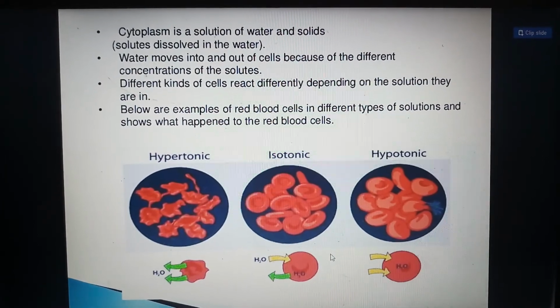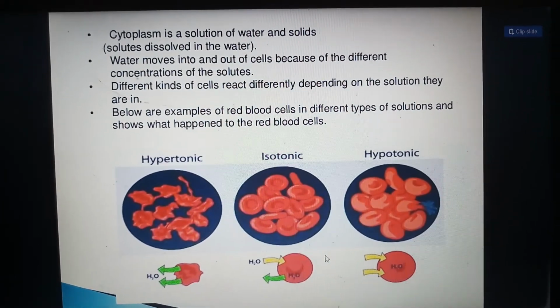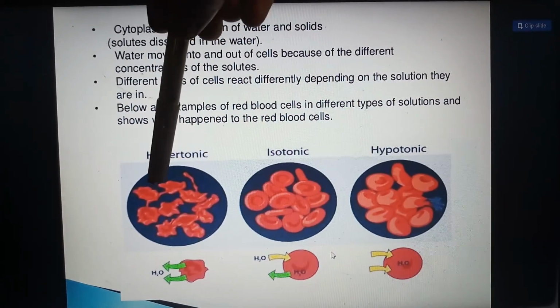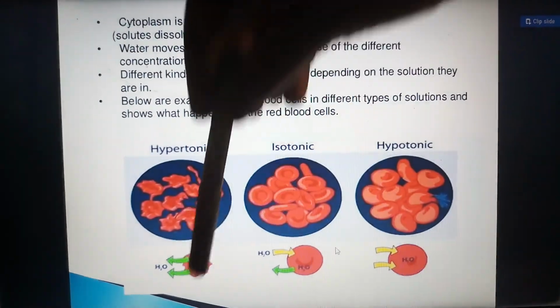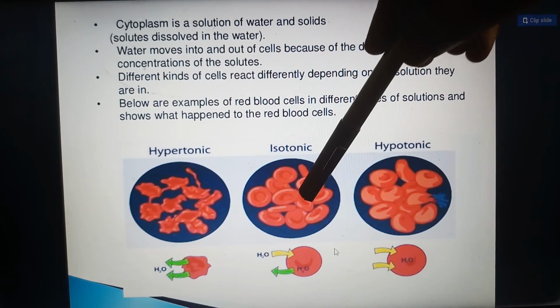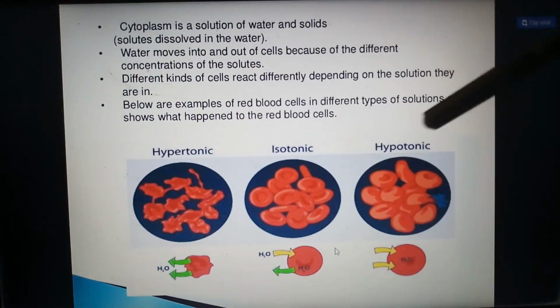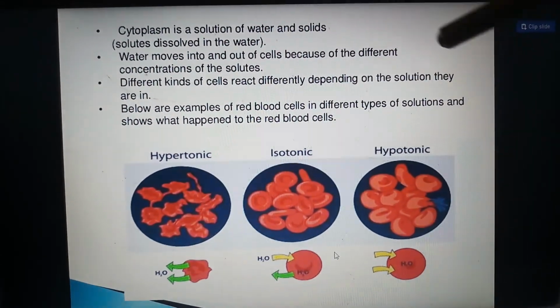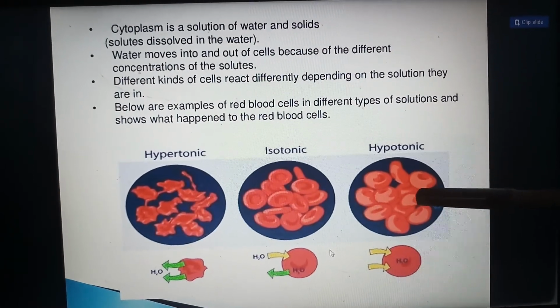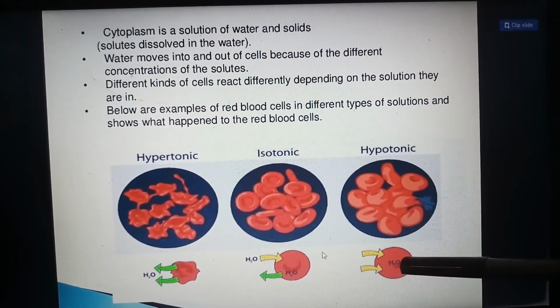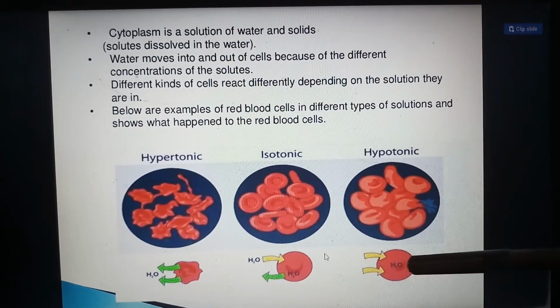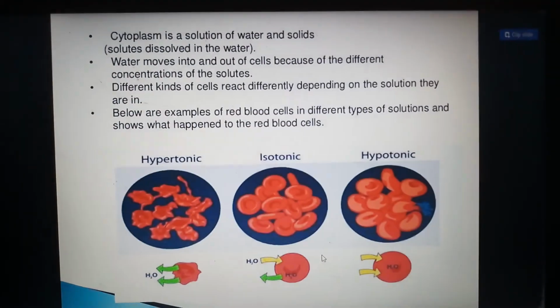So what happens to the RBC? For example, if it is placed in the hypertonic solution, the cell will shrink. When the RBC is placed in the isotonic solution, there is no change, so there will be inward and outward movement equally. When the RBC is placed in the hypotonic solution, water will enter the cell. So these are the changes we'll see for the RBC.